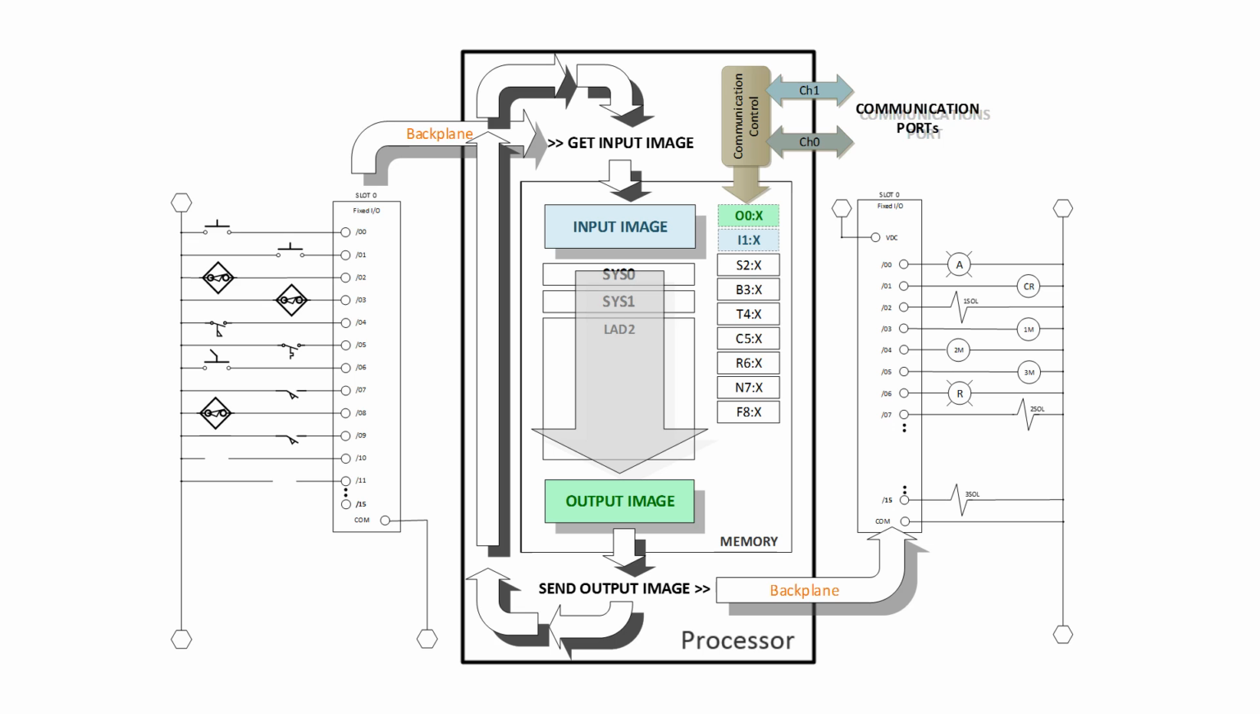It reads the inputs, stores them in I1:X, and remember X can be 0, 1, 2, 3, 4, 5, it could be anything, depends on how many modules you got. Then it executes the program, ladder 2, creating the output image, then the output image is sent out on the backplane to the output module, and then goes right back and does the input image again.